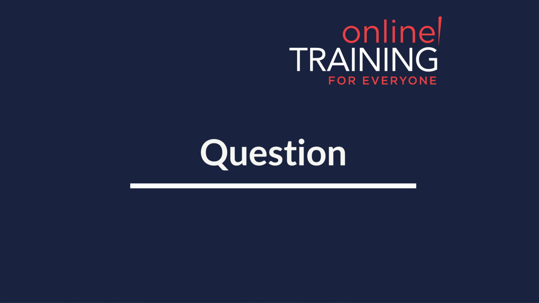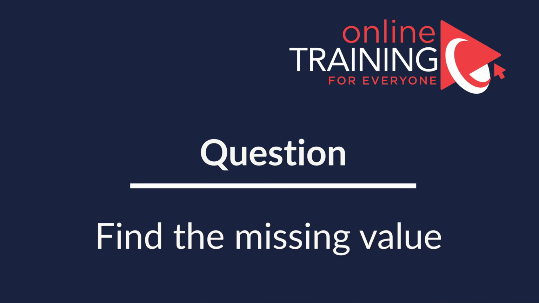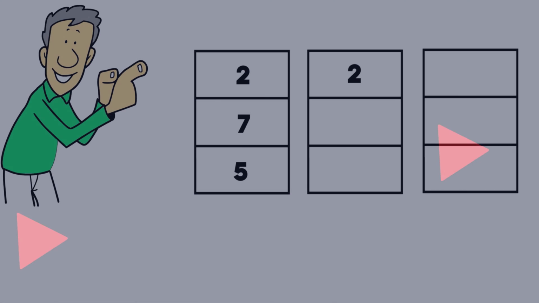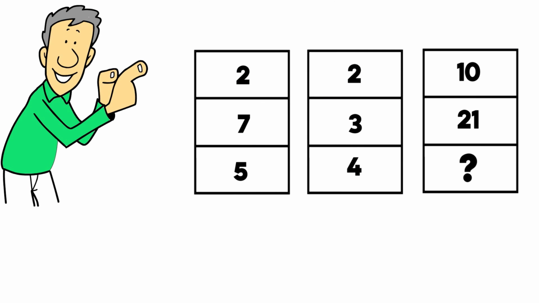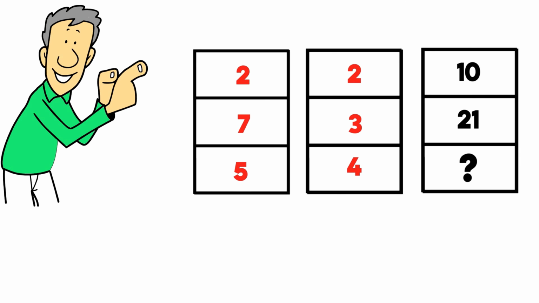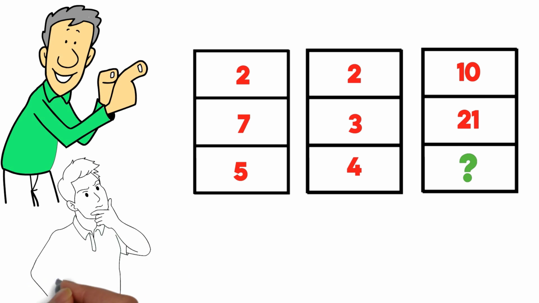I'm extremely excited to share with you the question that tests your pattern recognition skills. You're presented with 3 columns. Each column has 3 numbers. In the first column, we see numbers 2, 7, 5. In the second, middle column, we see numbers 2, 3, and 4. And in the last, rightmost column, column number 3, we see numbers 10, 21, and then one number missing. You need to find the missing value, which is highlighted by question mark.